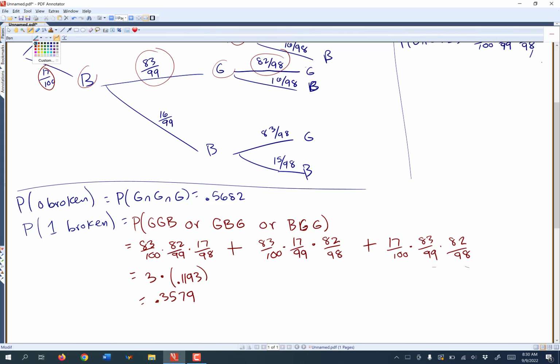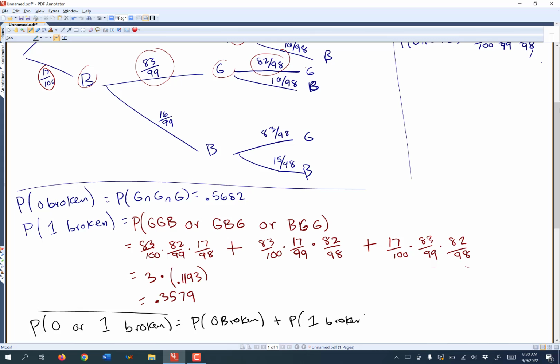Now that I have that, we can finish off the problem finally. So the probability of 0 or 1 broken is we're just going to add those two numbers together. So that's just going to be the probability of 0 broken plus the probability of 1 broken. So 0.5682 plus 0.3579 gives me 0.9261.